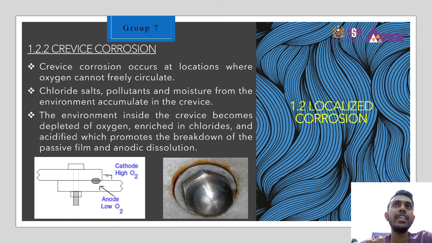From here we can see where the pieces of metals are in close contact, the concentration of oxygen will be lower compared to the environment outside. Thus, the crevice corrosion occurs at the inner part.